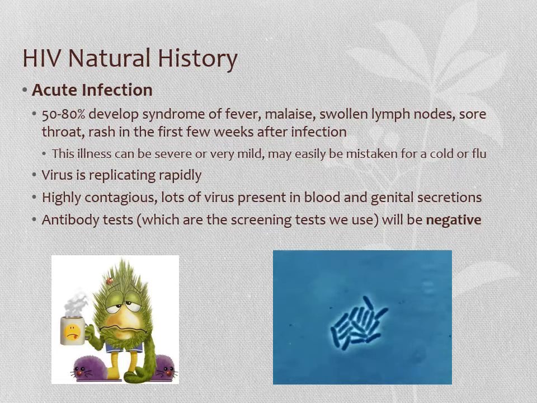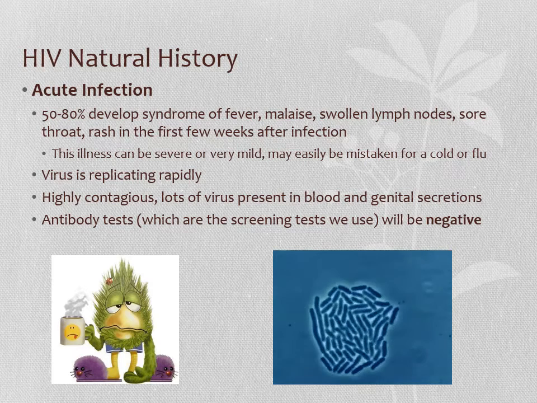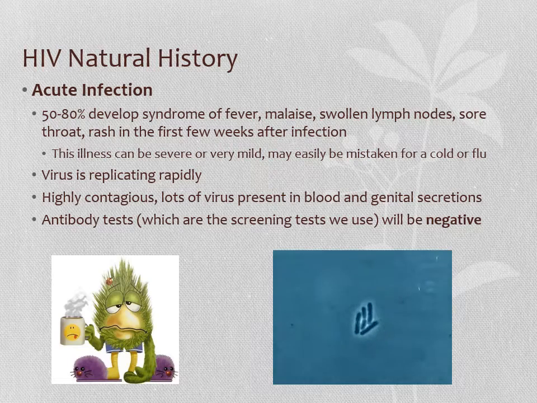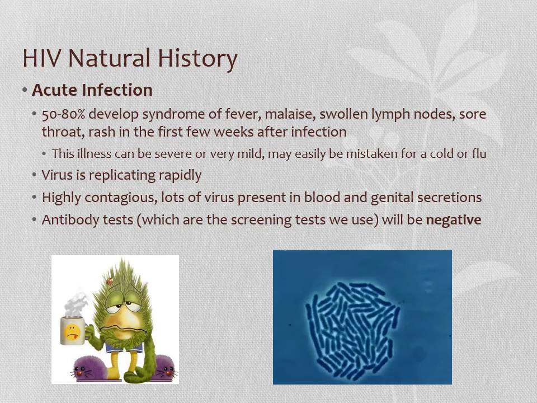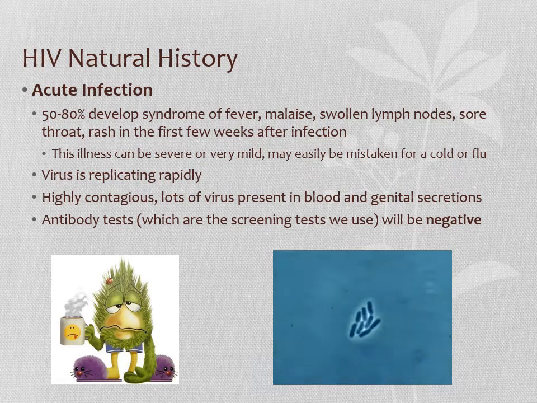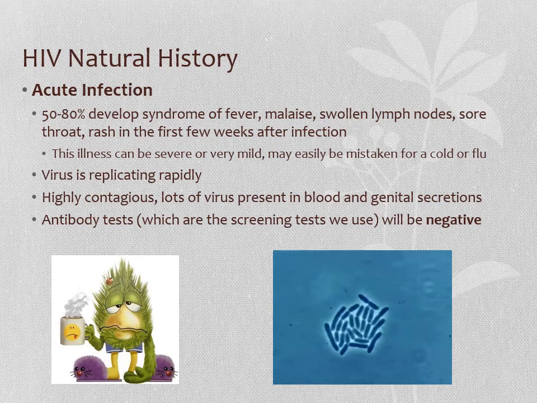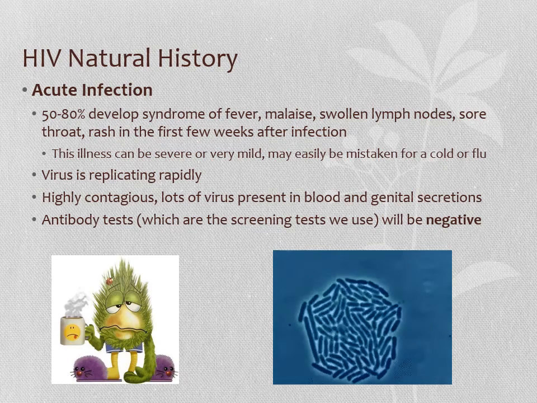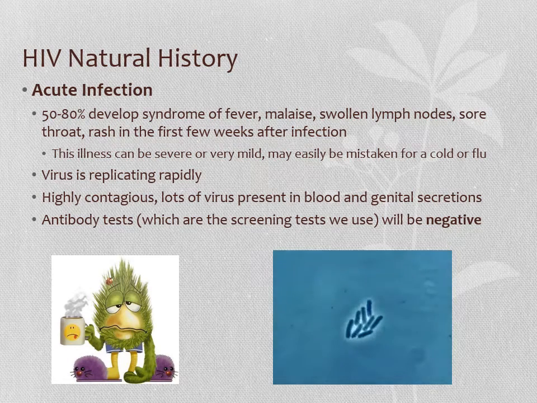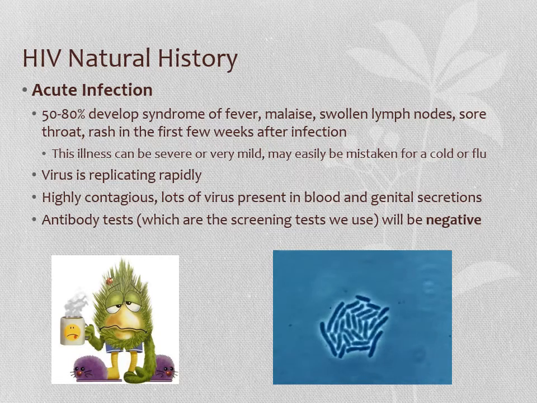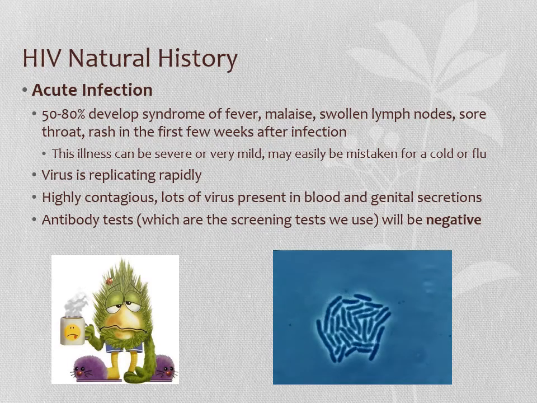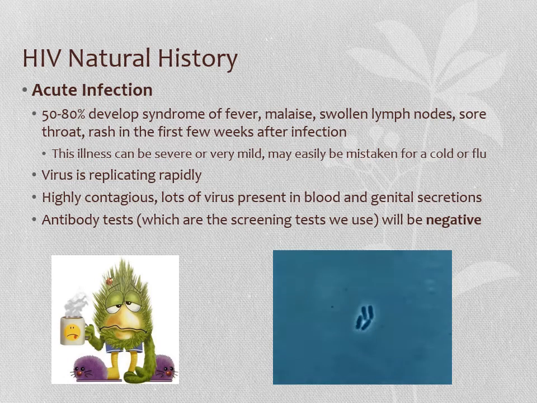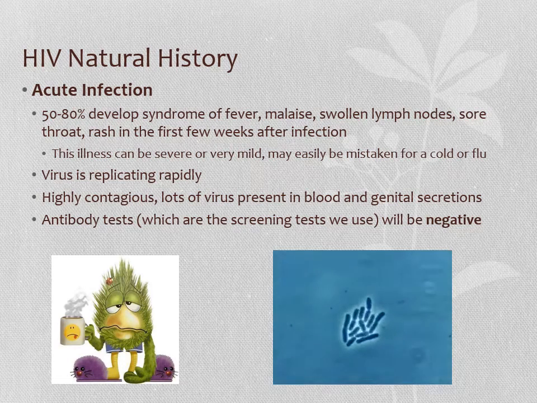And because of that, they're just teeming with virus in their bloodstream, in their semen, and their vaginal secretions. So people during the acute infection phase are highly contagious. And the trick here is that the screening tests that we use for HIV, which we'll also talk about later, are antibody tests, and they will usually be negative during the acute infection phase. It can take 1 to 6 weeks for those tests to turn positive. So you can be highly infectious, test negative, right, and not know that you have HIV.